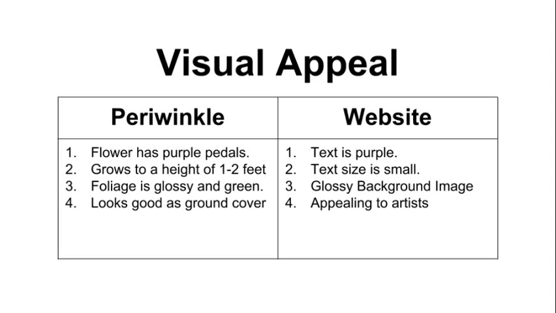The commonality between a periwinkle flower and a website lies in the fact that they both have values that define their appearance. For example, the periwinkle flower has purple petals. It grows to a height of between 1 and 2 feet. The foliage is glossy and green, and it looks good as ground cover. In comparison, a website can have text that is purple. The text size can be small. It may utilize a glossy background image, and it can be appealing to artists.